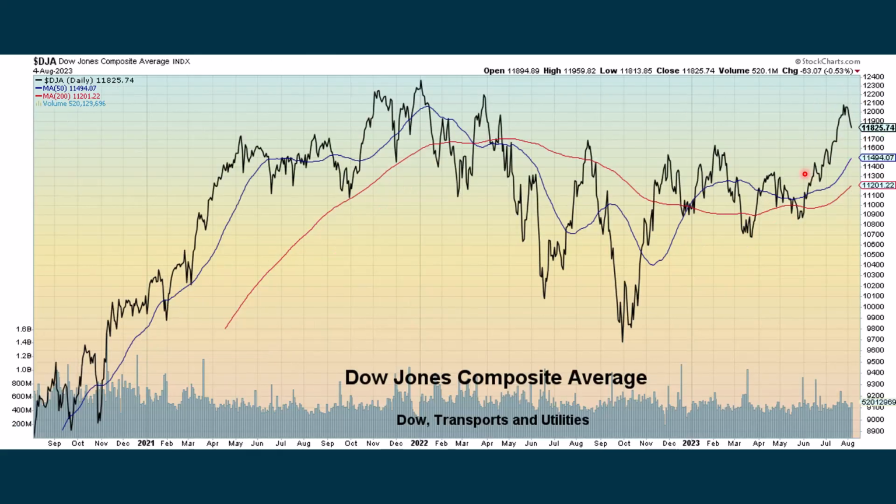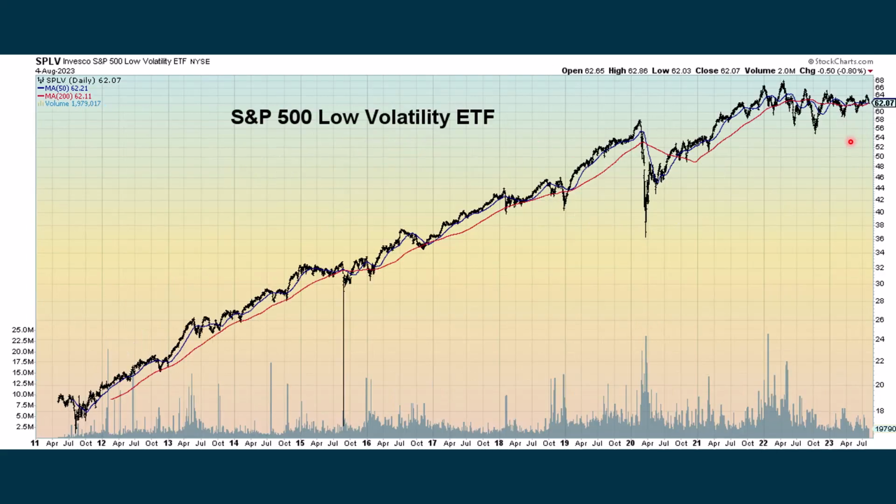The Dow Jones Composite Average, which is the Dow, the transports, and the utilities together, it looked like we were finally starting to break out, and that may still be true, but with the rest of the market having some problems this week, this index also came down.